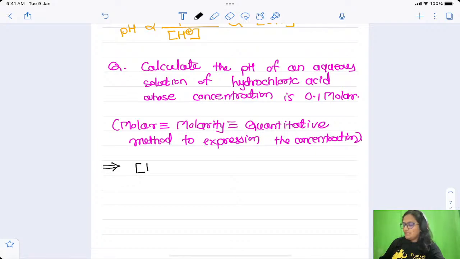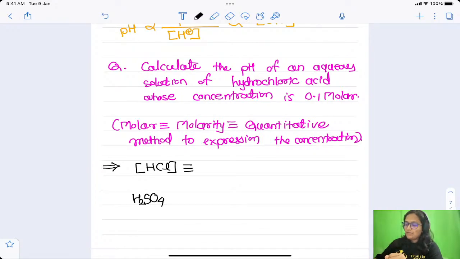Whenever something is written in the square bracket, that means it is its concentration. Concentration stands for the amount of the substance in that solution, the amount of HCl in that solution. Now HCl has only one H, therefore the concentration of HCl is nothing but the concentration of H plus. If it was H2SO4, then in one H2SO4 there are two H, so that will be a different case. We are going to see that part also, but later. So that is equal to 0.1 molar.